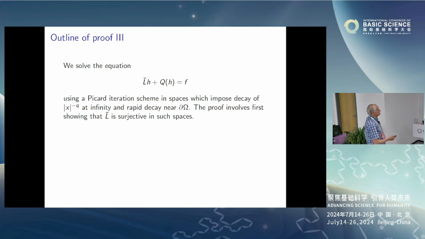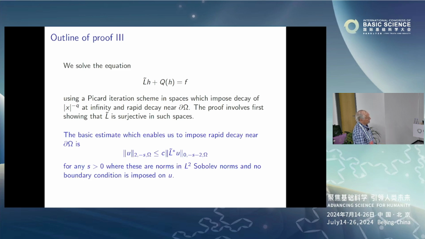Okay, and so we're going to solve it using a Picard iteration scheme in suitable spaces. The spaces have to impose appropriate decay at infinity and also rapid decay near the boundary of omega. On the boundary of omega, we want H and a very large number of derivatives of it to be zero. So we need solutions that decay very rapidly near the conical boundary of the transition region. And there's a sort of strong coercivity condition that's really key to this. We call it the basic estimate.